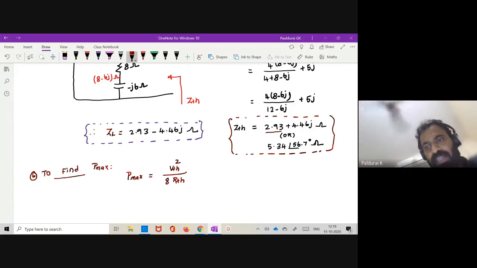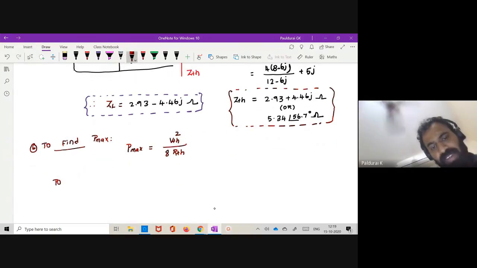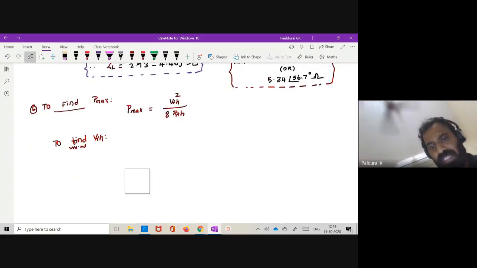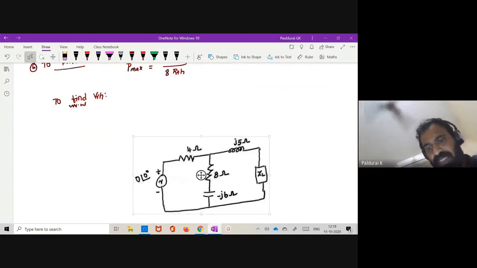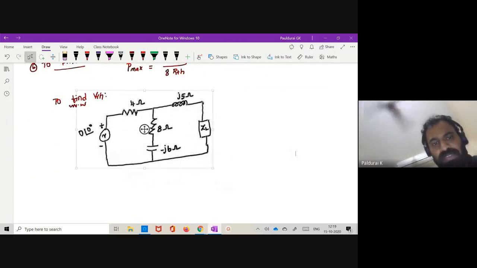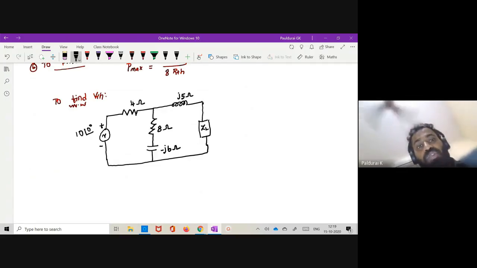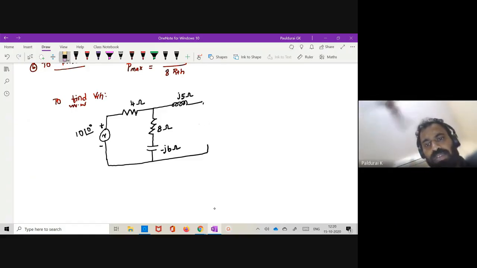So I want to calculate VTH. So let me put the heading to find VTH. What is the procedure to calculate VTH? So let me paste that circuit. Yeah, this is the given circuit, right? 10 at an angle of 0. What is the procedure to calculate VTH? Anyone? You want to open the load? Yeah, open the load and find the voltage drop across it. This is my VTH, plus minus.